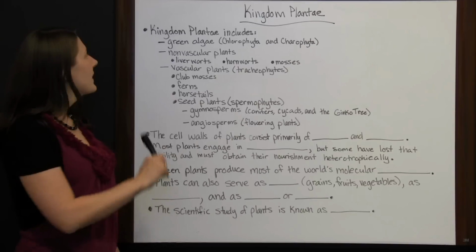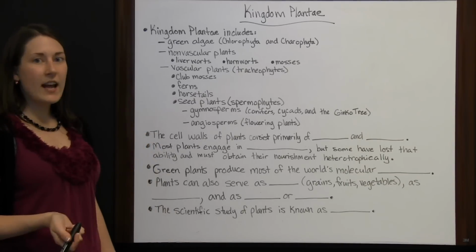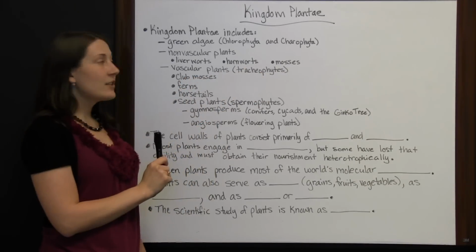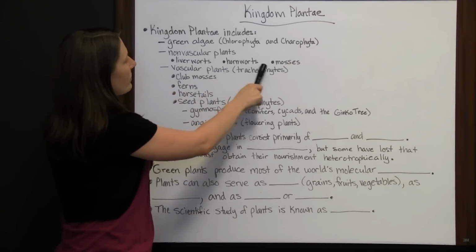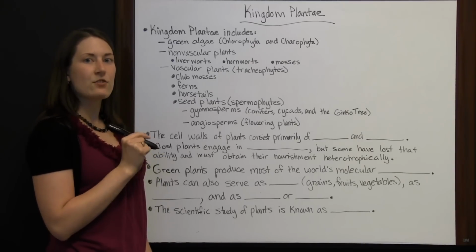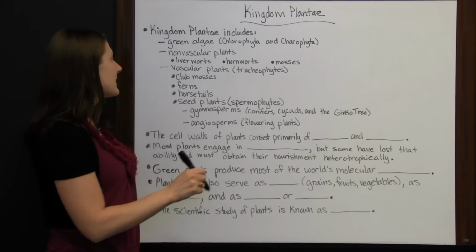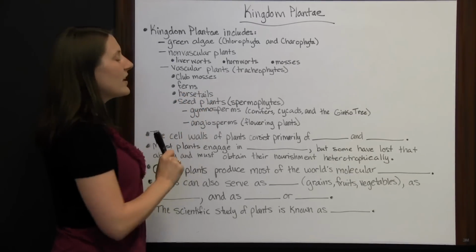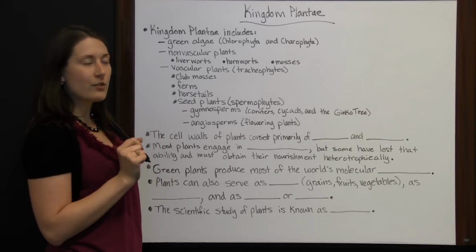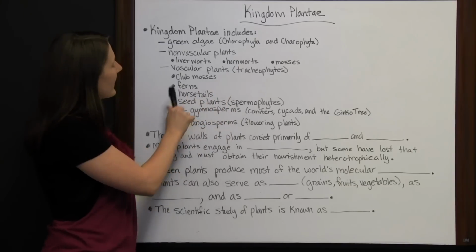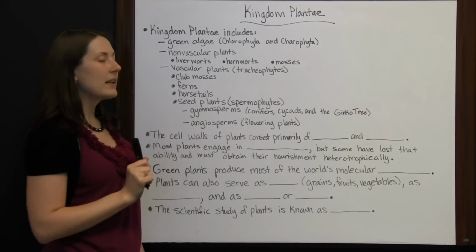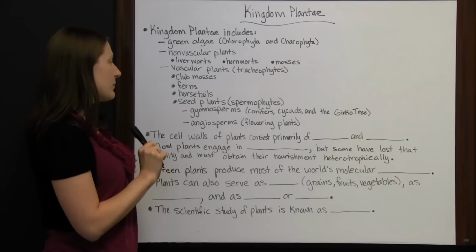Kingdom Plantae. Kingdom Plantae includes green algae, chlorophyta and charophyta, and non-vascular plants such as liverworts, hornworts, and mosses. Non-vascular means they don't have any kind of veins to carry nutrients throughout the plant. Vascular plants, or tracheophytes, do have veins that carry nutrients and water throughout the plant. Vascular plants include club mosses, ferns, horsetails, and seed plants, which are also known as spermatophytes.